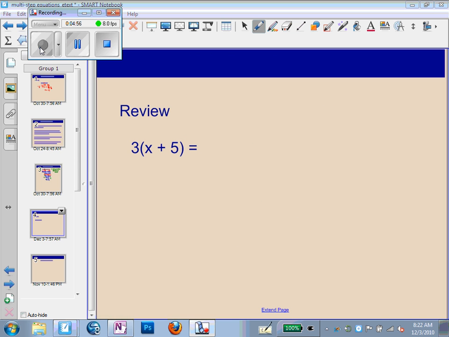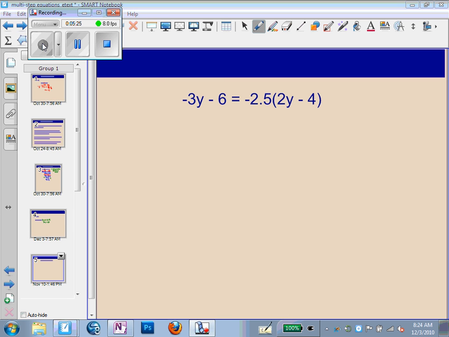So now let's do a quick review with the distributive property, because what we're getting ready to do is take the distributive property and put this into equations like the one we just saw. So this equals 3 times x plus 3 times 5, which equals 3x plus 15. This is an example of our distributive property. The first thing we're going to do is change subtraction to addition.